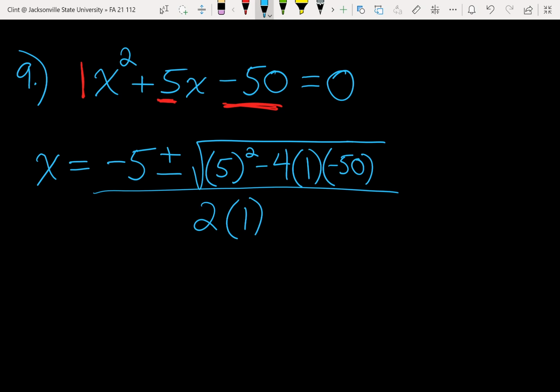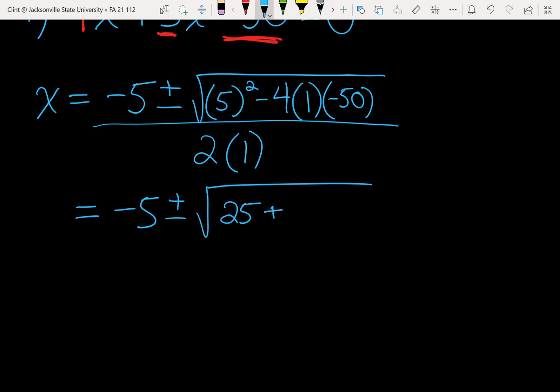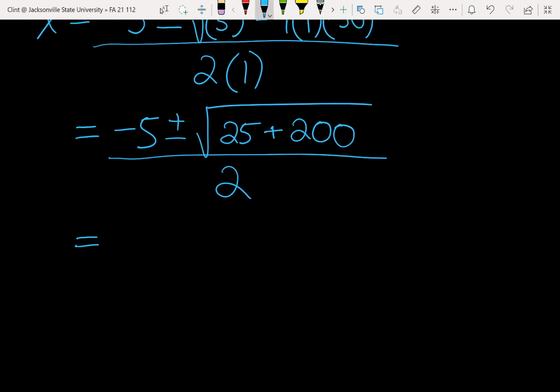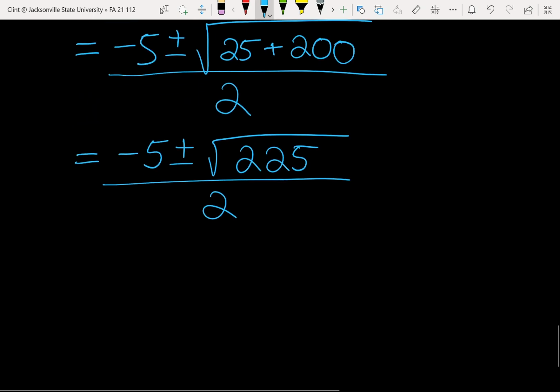And then we just simplify. So let's see. 5 squared is 25. Negative 4 times negative 50 is positive 200. And all that's over 2. And if you were here last time, we ran into this square root of 225 a bunch for some reason. That comes out even. Square root of 225 is 15. Okay, so we will have negative 5 plus or minus 15 over 2.